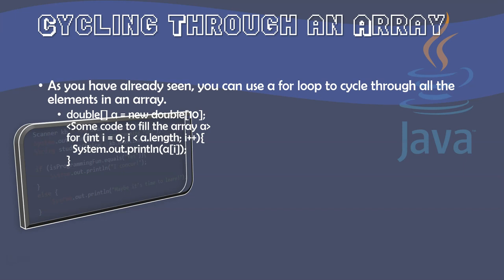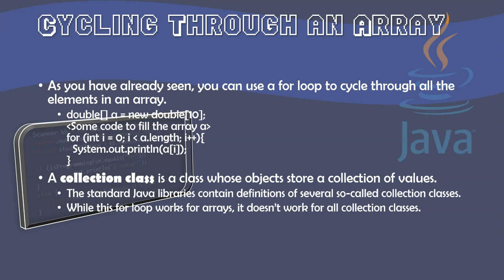It's size 10, and all we can do is use a for loop. We say int i equals 0, i is less than a.length, i plus plus, and then we can do things like print out the elements in that array. Now, this is being brought up because in Java there are these things called collection classes. Collection classes are classes whose objects store a collection of values. We haven't really looked at these too much yet, but it's something to be aware of.